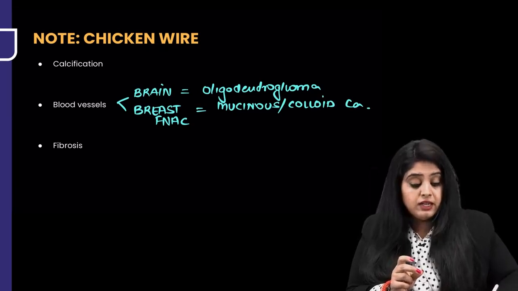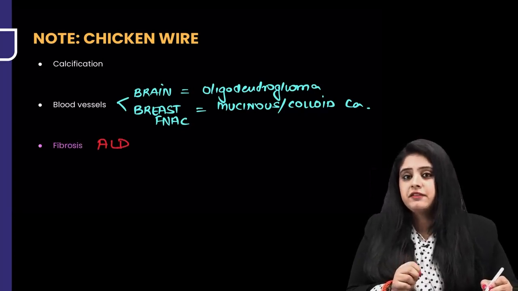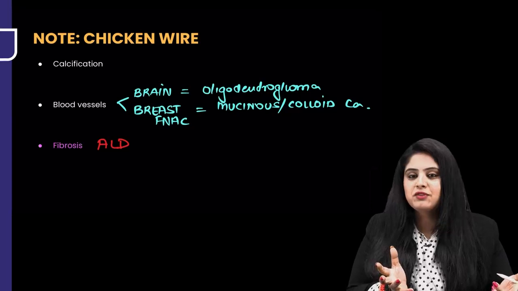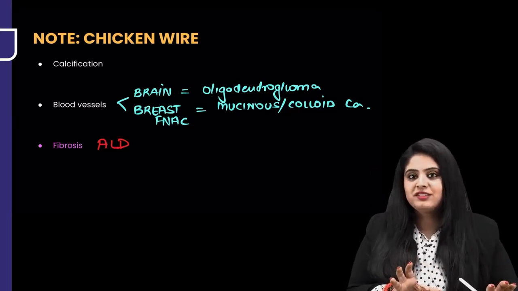Then, if you've read the liver chapter, where do you see chicken wire fibrosis? It is seen in alcoholic liver disease. It shows you chicken wire fibrosis. Alcohol ke saath chicken to of course everyone consumes, na? So alcoholic liver disease mein chicken wire fibrosis dikhega.